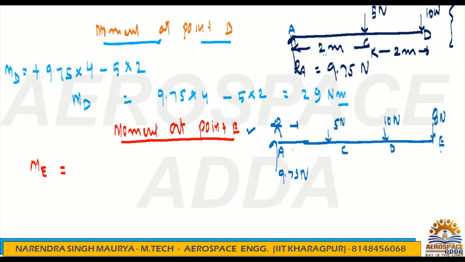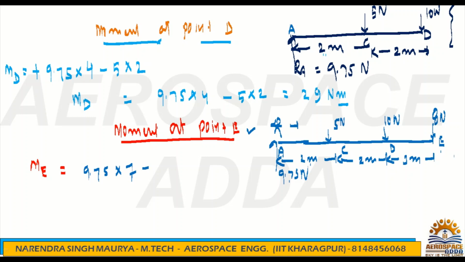So if you write moment at point E, how many forces? 9.75. See, this 9.75 will give the clockwise moment about E. What is the distance? This distance is 2 meter. This distance is 2 meter. This distance is 3 meter. Okay. Now see 9.75 into the whole distance. How much? 2 plus 2, 4, and 3. This is 7 meter.